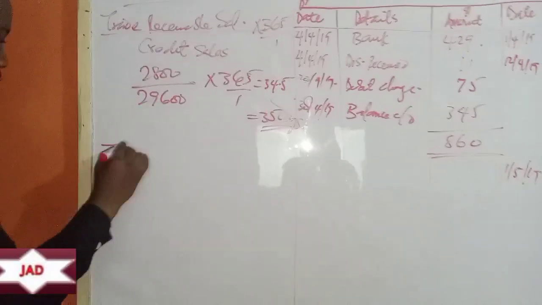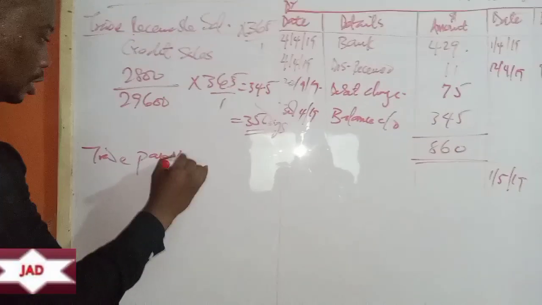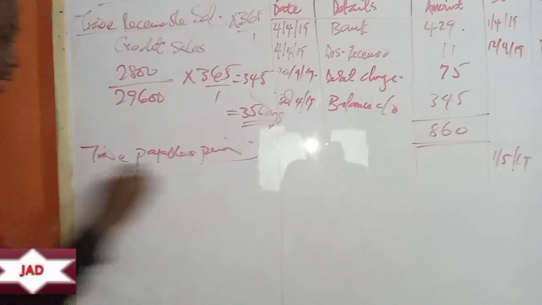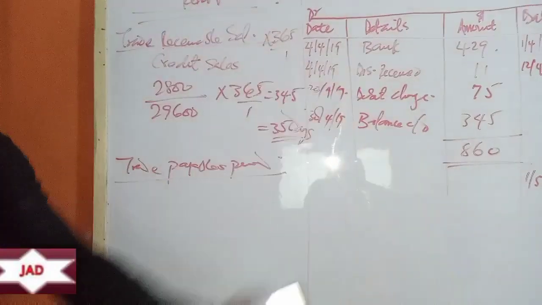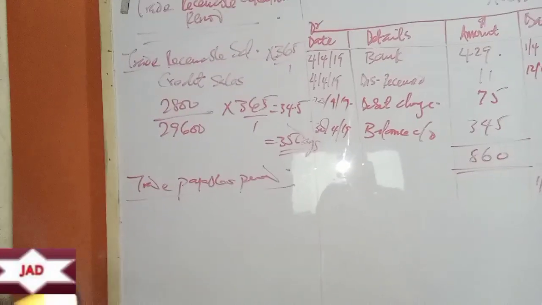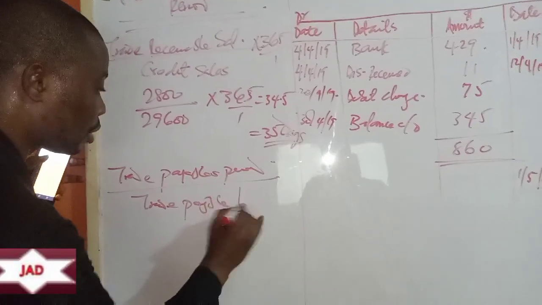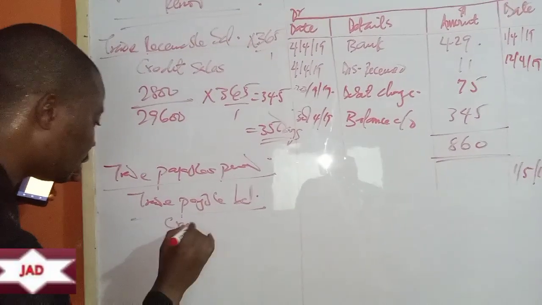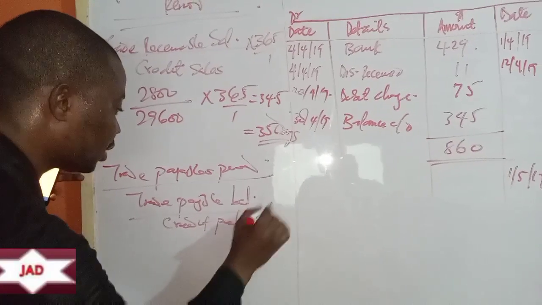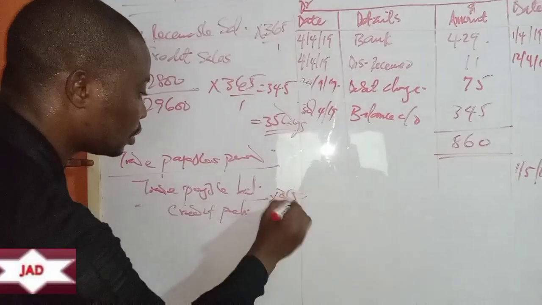So what's trade payables period? What does that mean? The number of days it takes Jade to pay credit suppliers. So what do we call that? We say trade payable balance over credit purchases times 365 over 1.